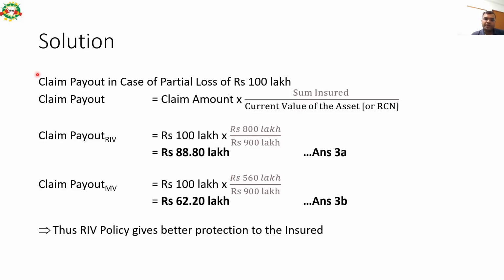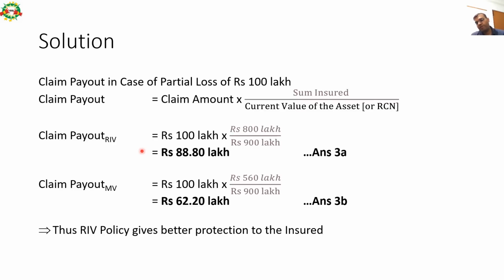Let us understand the benefit in case of partial loss as well. So the claim payout in case of partial loss of 100 lakh rupees is equal to, so the claim payout formula we have already understood in our previous playlist on insurance, principle of insurance. Just to reiterate, claim payout is equal to claim amount multiplied by sum insured divided by current value of the asset or RCN. So all these figures have been given in the question. 100 lakh rupees is the cost of repairing the property given in the question, multiplied by sum insured.